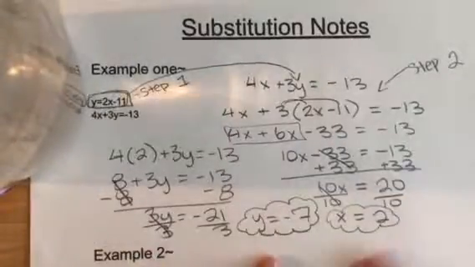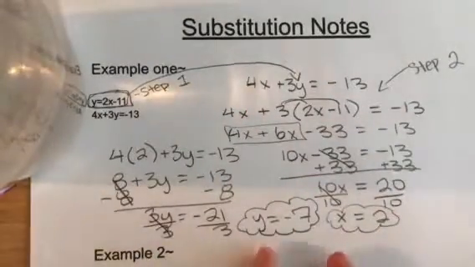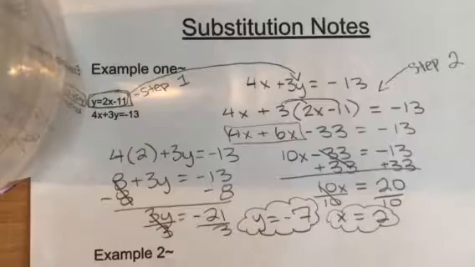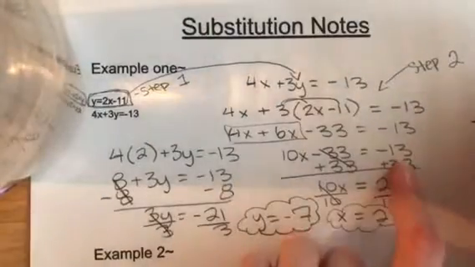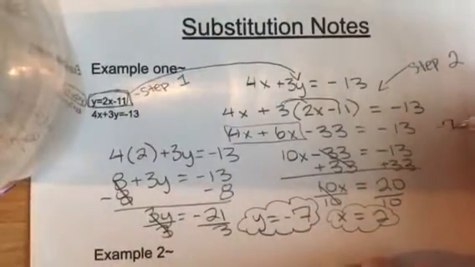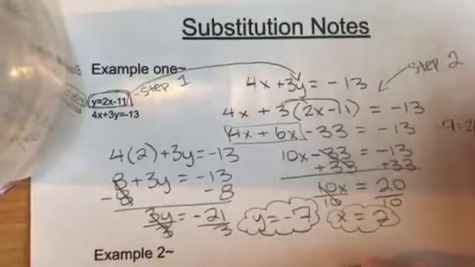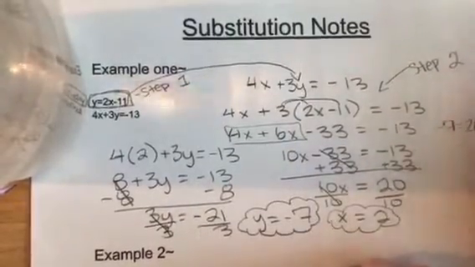If you want to check, you can just go back to here, plug your y value and your x value into that, and see if they work. So we're just going to do that really quick. So negative 7 equals 2 times 2 minus 11.